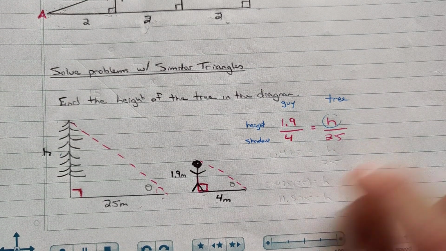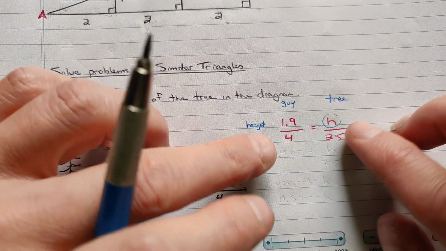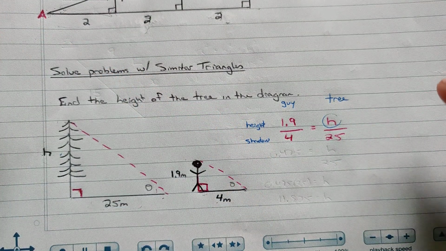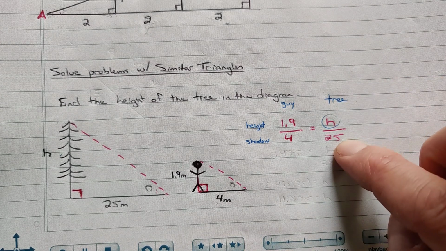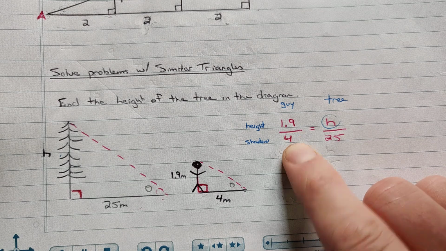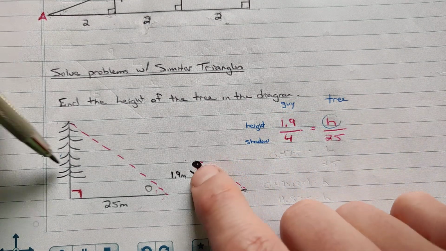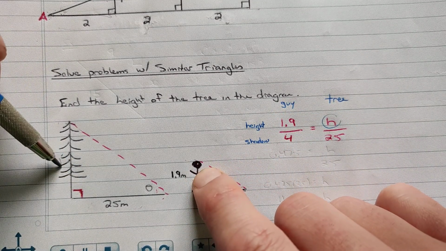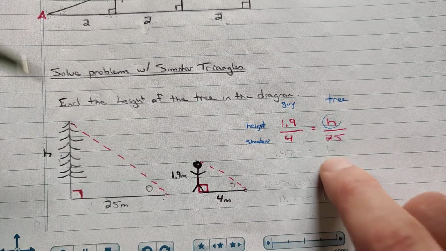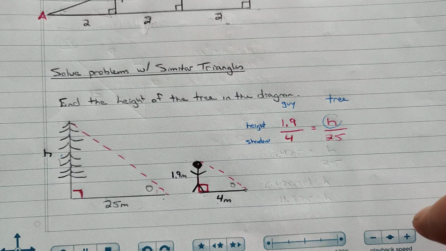If I was looking for the length of the shadow, then I would put the shadows on top and the heights on the bottom. But the tree goes in one fraction, the guy goes in the other fraction, and as long as the corresponding sides match, both of these are the heights, both of these are the shadows, then we're good here. They have to stay together in that same setup.